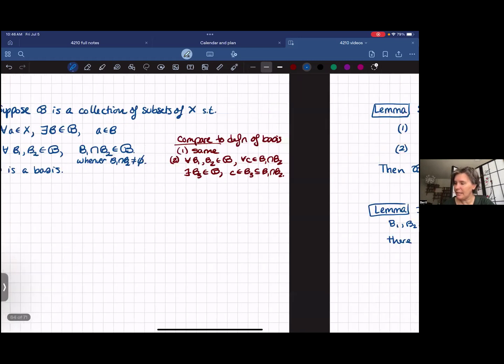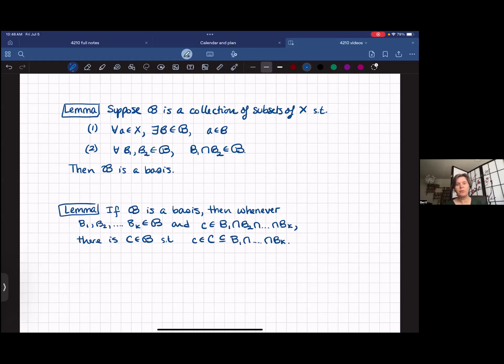Okay. Secondly, when you have a basis, we know that whenever we intersect two sets and we have a point in their intersection, then we can find another set that has this nice property. But in fact, if you have a basis, then whenever you have a finite number of sets in the basis, B1, B2 up to BK, K could be any finite number, and you intersect all of them, then there is another set, which I've called capital C here, such that little c is in capital C, contained in the intersection of all the basis sets.